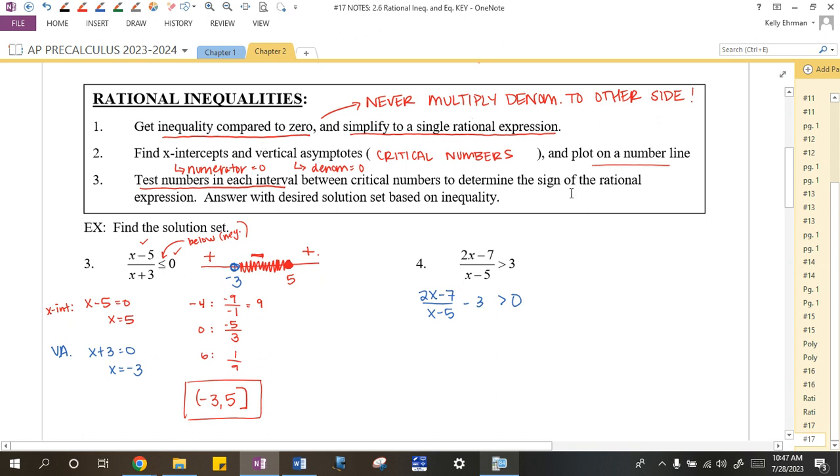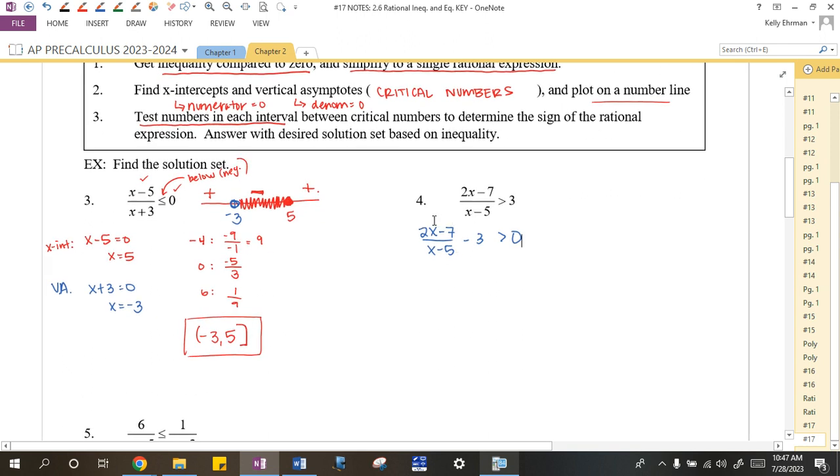Simplify to a single rational expression. We need to know how this entire side compares to 0, and it's so much easier to do if you have it down to one fraction. So go through the work of setting up the common denominator. This negative 3 is going to get multiplied by x minus 5 so that this whole thing can be over x minus 5. Remember, we are not allowed to multiply any of these denominators to the other side. So it would be wrong to say 2x minus 7 is greater than 3x minus 15. You might get part of the answer, but you'll be missing the other part.